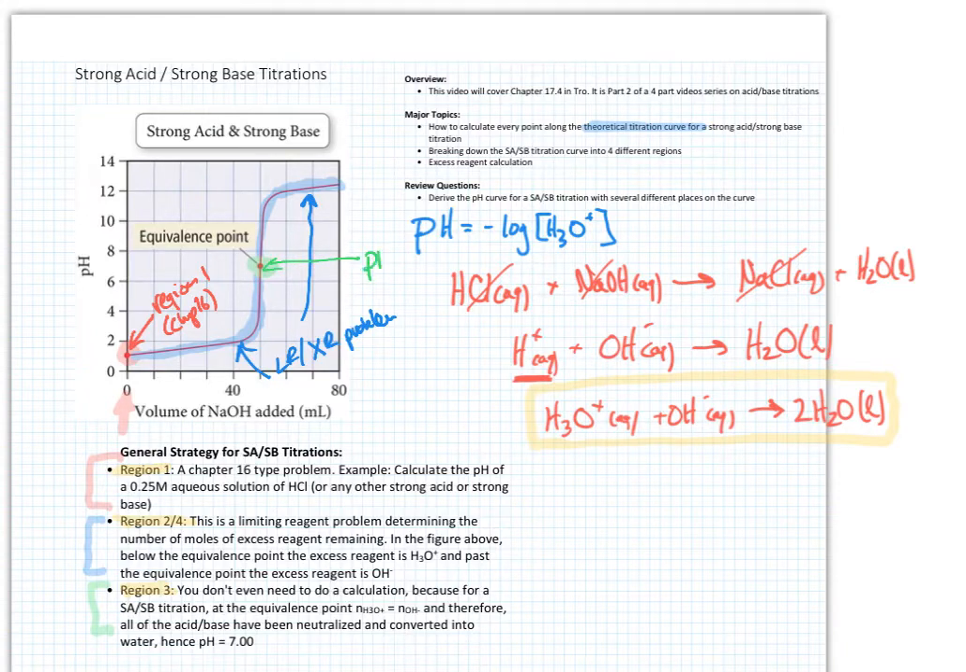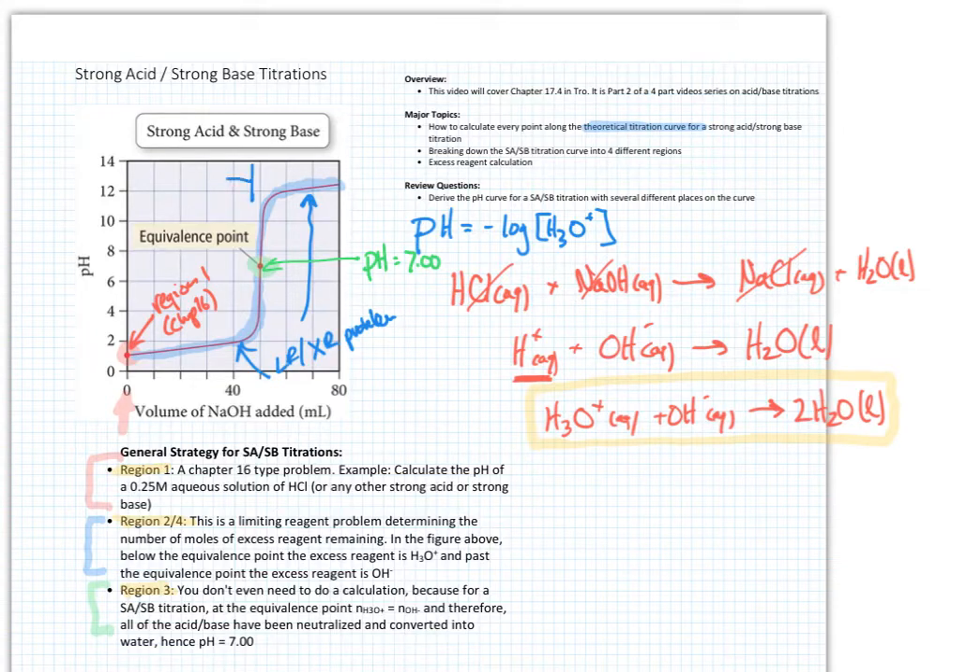And this one, you can simplify your life. It's just pH equals 7 at the equivalence point. By the way, pH equals 7 only for a strong acid, strong base case, and I'll tell you why in a second. So region 2 and region 4 are the hardest ones to deal with. Let me just add one little more piece of information here, and then we're going to take a look at some examples of this.